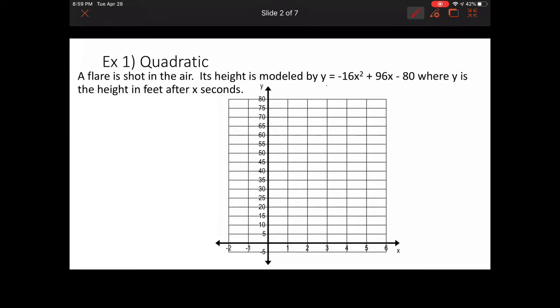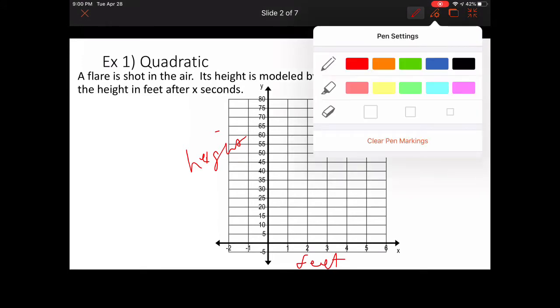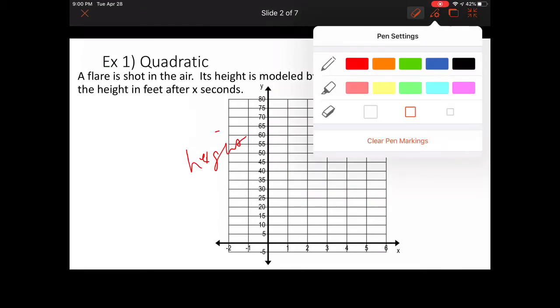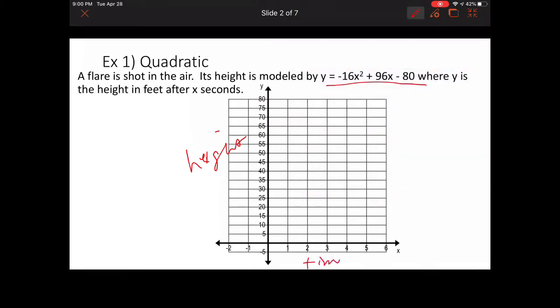Its height is modeled by this. So I already give it to you, where y is the height and x is the time in seconds. So this is height. I didn't label it before. It should be. And then this is time. I'm sorry. My fault. Sorry about that. Okay, in seconds.